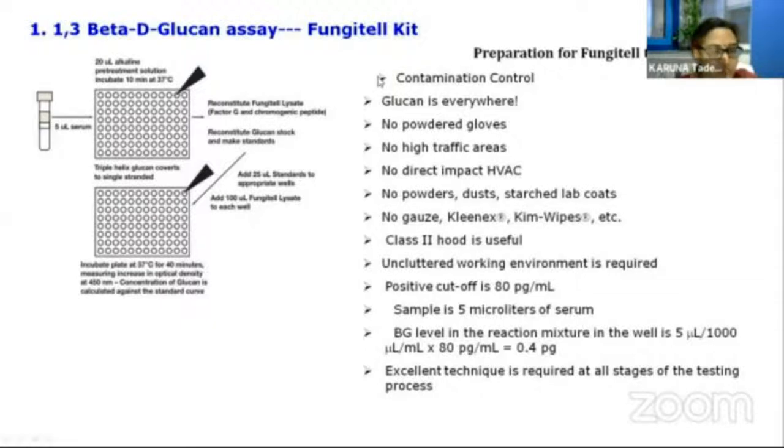If we look at the Fungitell kit, it is supplied with Fungitell reagent. It has beta-glucan standard, reagent-grade water, pyrazole buffer, then alkaline pretreatment, KOH and KCl, and a pyroplate, and there are some instructions which have to be read very, very carefully. For preparation of the Fungitell test, contamination control has to be done before that.